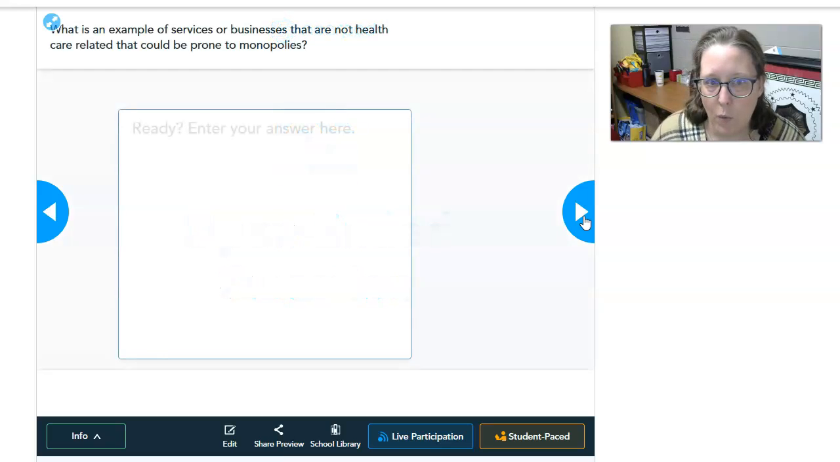Okay, so what is an example of services or businesses that are not healthcare related that could be prone to monopolies? If you think of one that's healthcare related, that's fine too if you want to. Can you think of any services around where you live, or things that you wish you had more choice? I personally can tell you internet, especially if you live in a rural area, your choices are very limited for internet service.